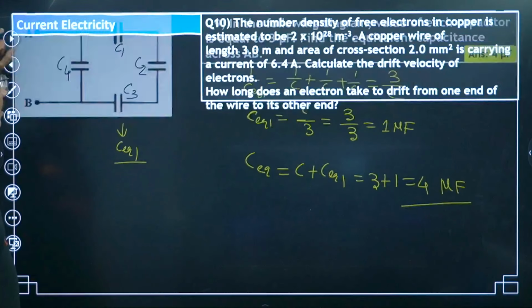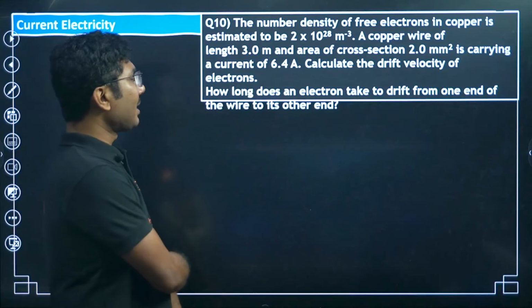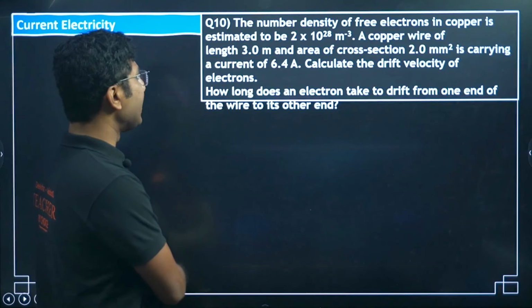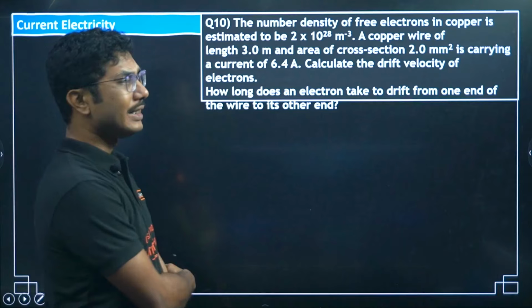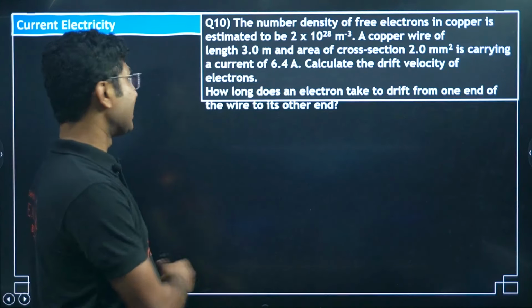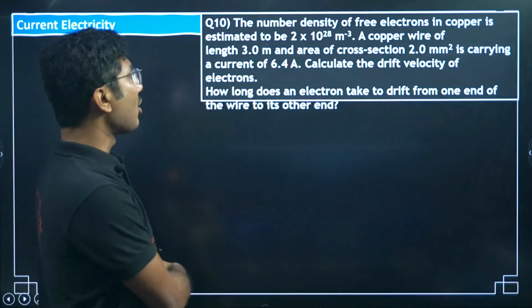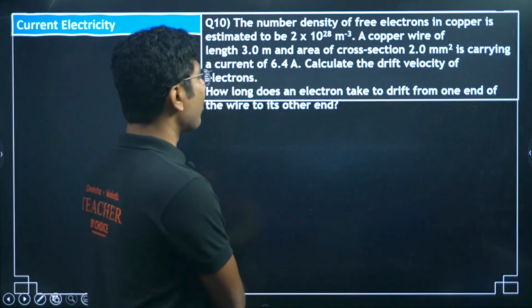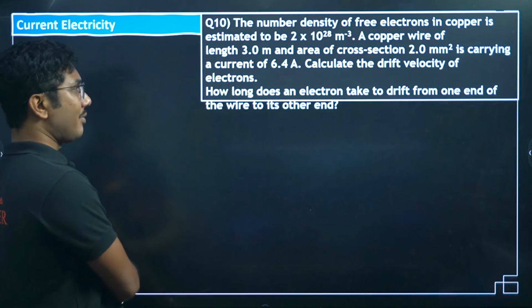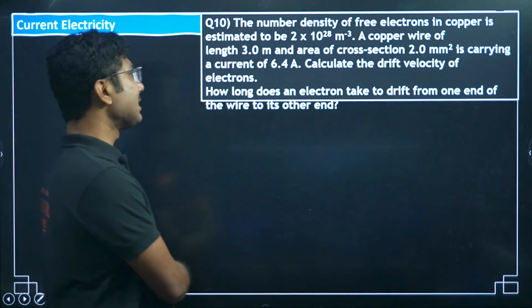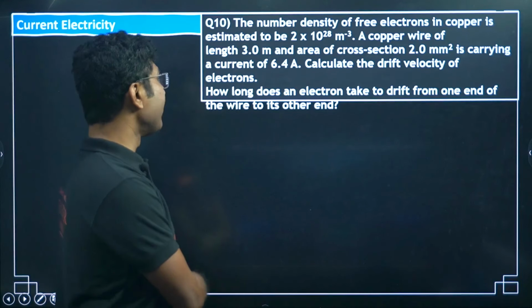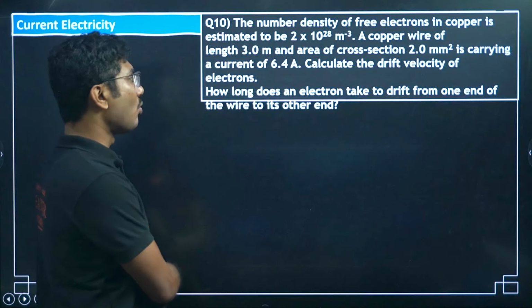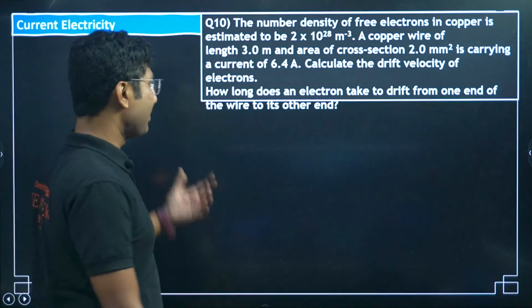Now, next, the number density of free electrons in copper is estimated to be 2 into 10 to the power of 28 per meter cube. This is a current electricity question. A copper wire of length 3 meter and area of cross section 2 millimeter square is carrying a current of 6.4 ampere. Calculate the drift velocity of electrons. How long does an electron take to drift from one end of the wire to the other end? This is part B.